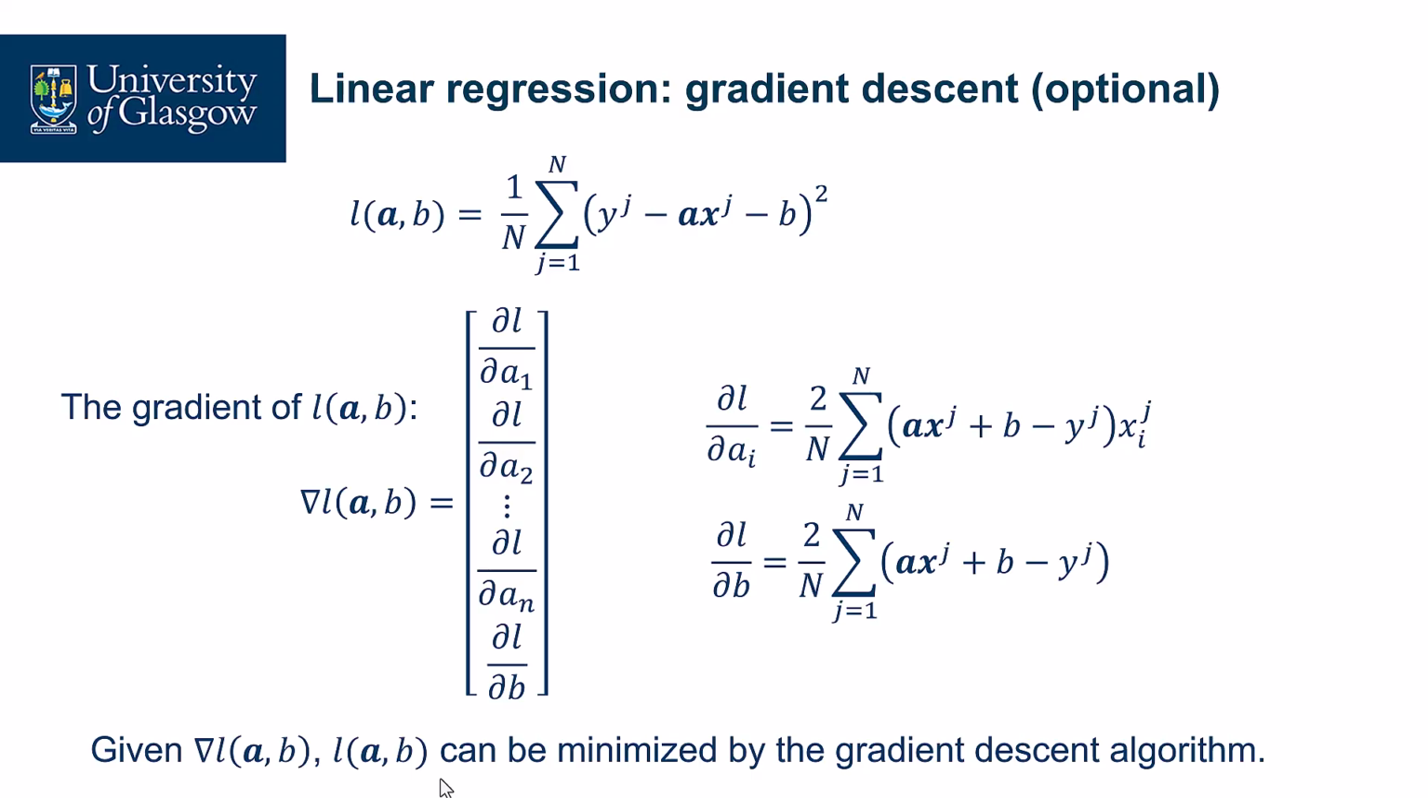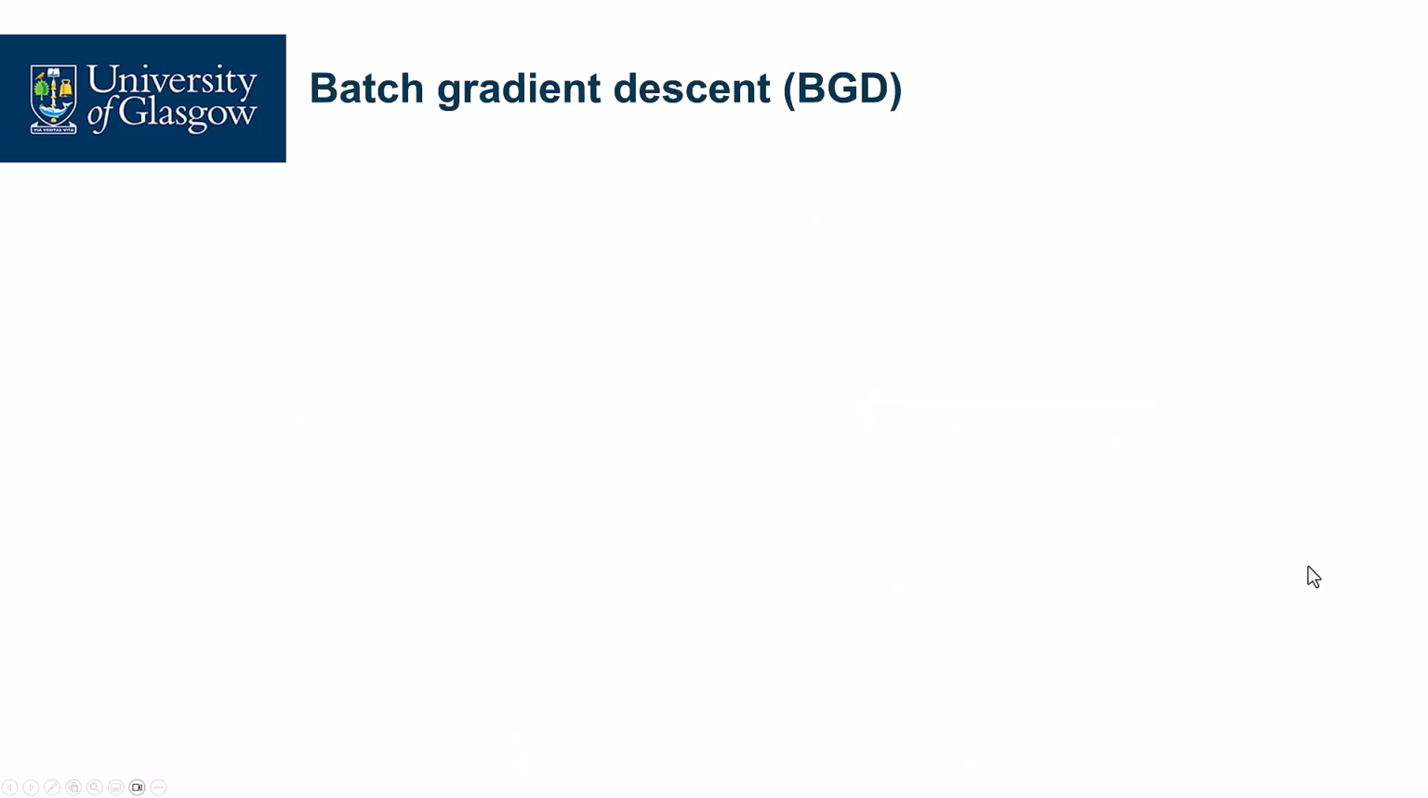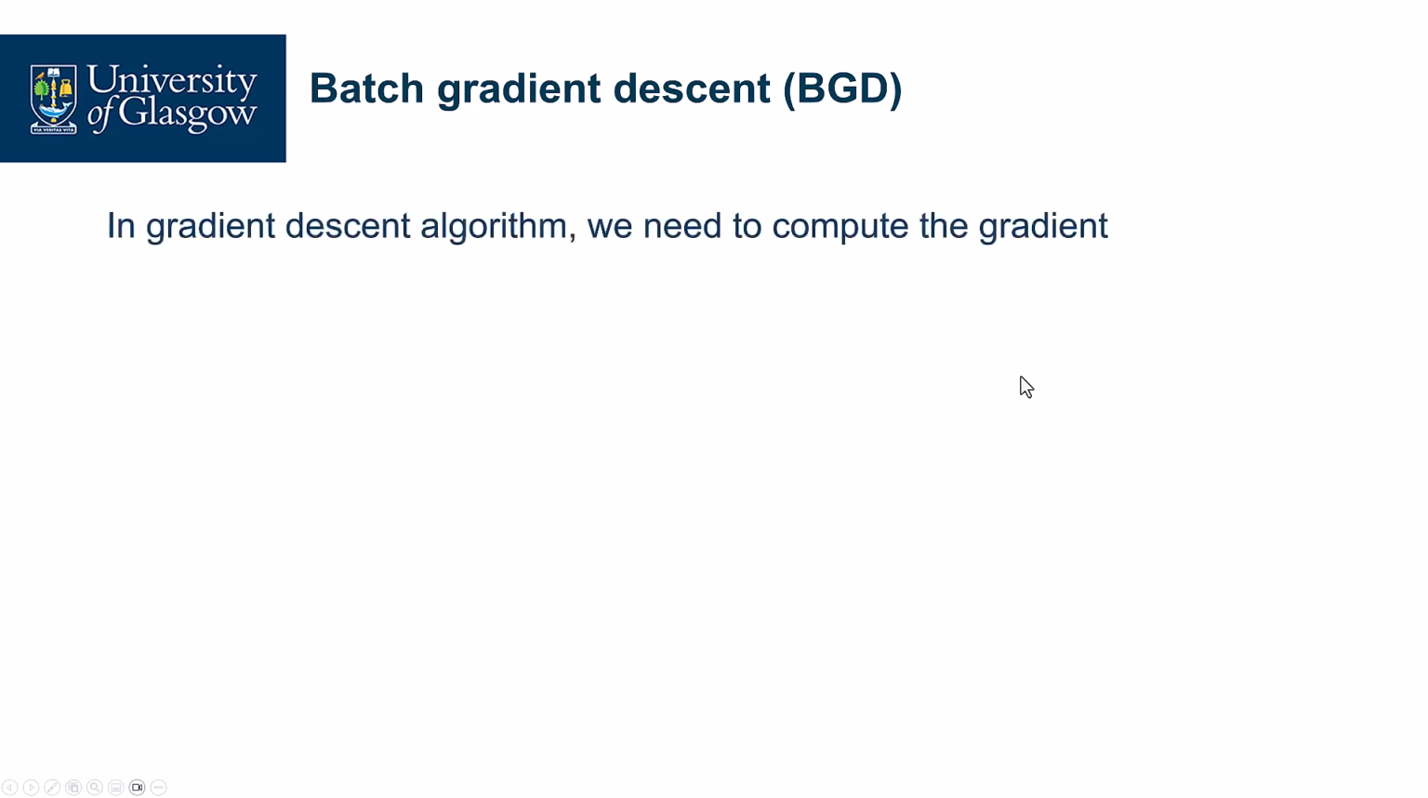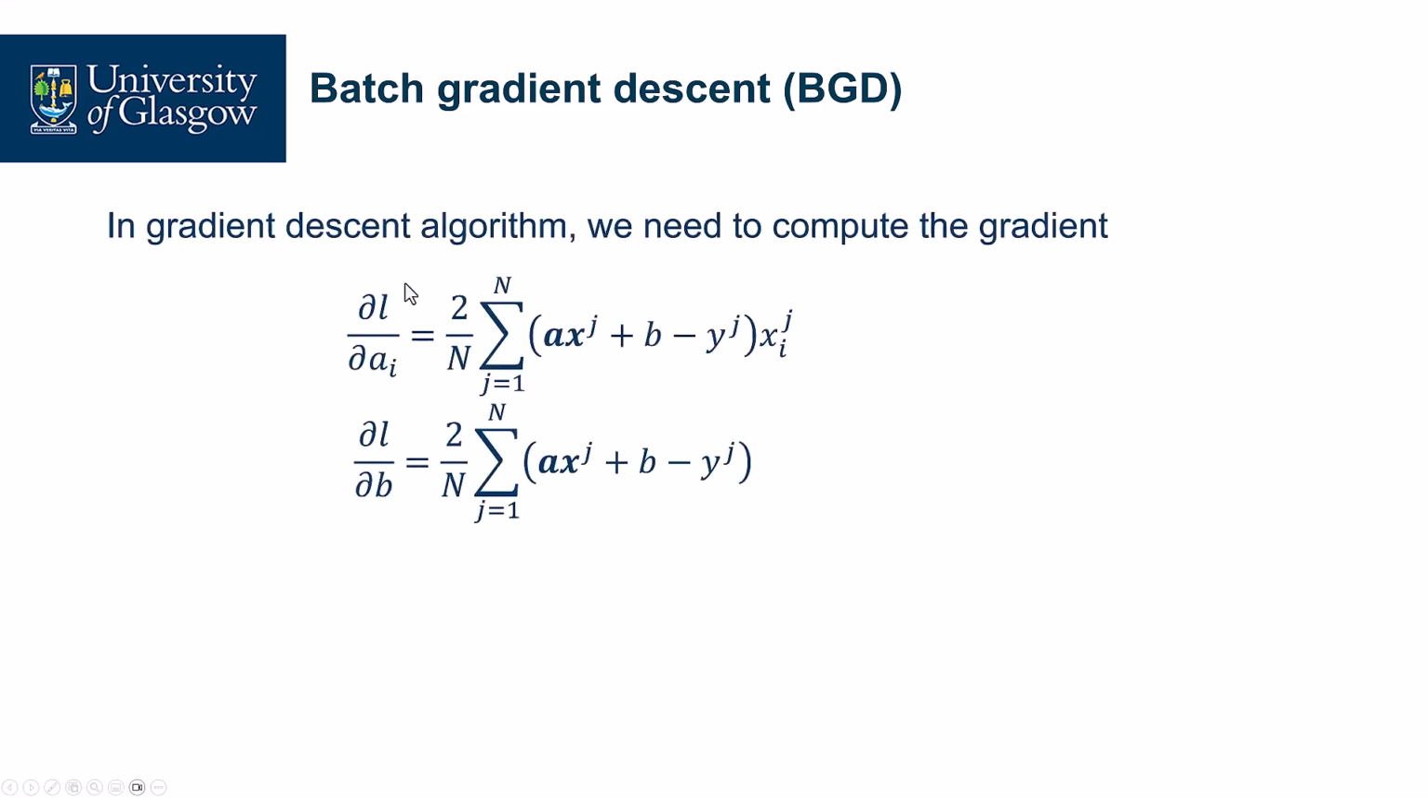In the next step, we will talk about several widely used gradient descent methods. For example, the first one is batch gradient descent. In the gradient descent algorithm, we need to follow these equations to calculate the gradient. We can see there is an n, right? This n can be very large sometimes. So we need to consider the optimization ability and the efficiency of the algorithm.